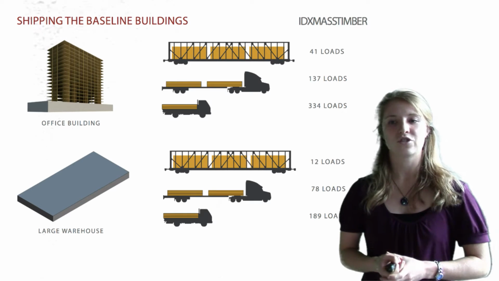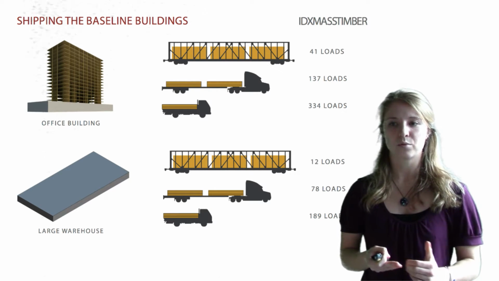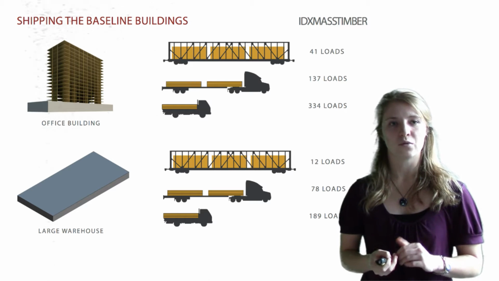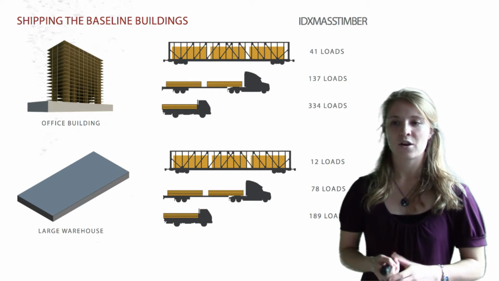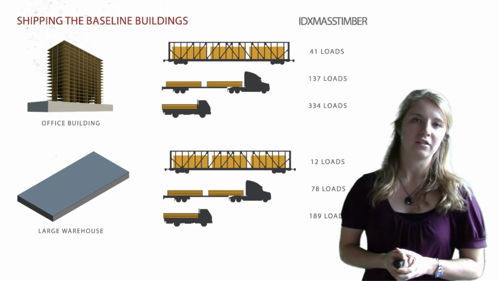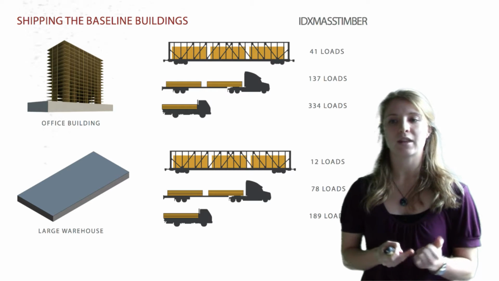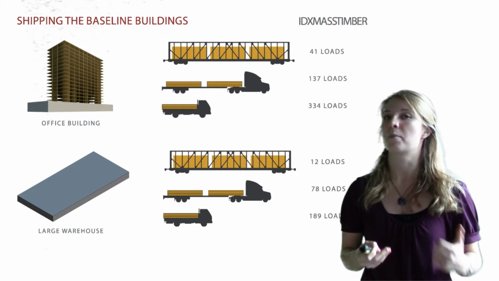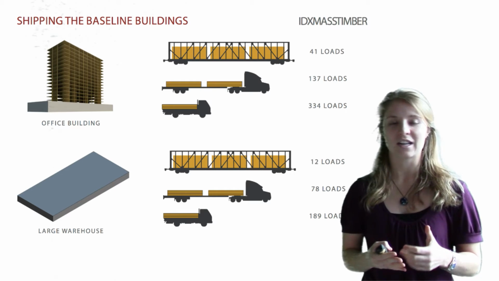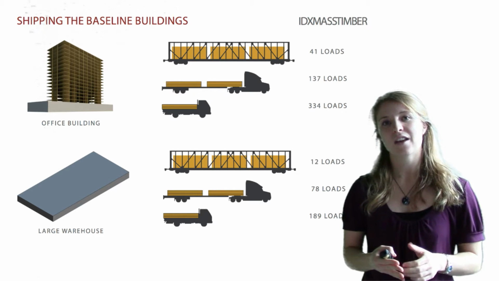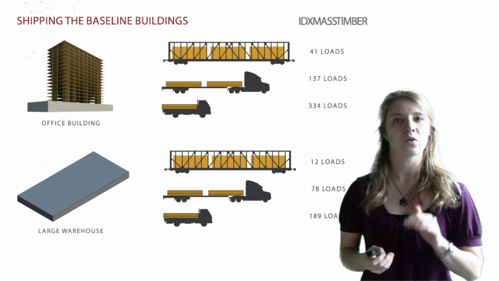So here we have an interesting exploration for the office building and the large warehouse, exploring if each of these shipping options were to ship the entire building, how many loads would it take? It's important to note that for this analysis, we assume that 24-foot by 8-foot panel, and this is done assuming that each load is filled to its theoretical capacity. This is not quite accurate because obviously we're going to have different sized panels, different lengths, but this just gives us a good exploration of which shipping option seems more efficient right off the top.